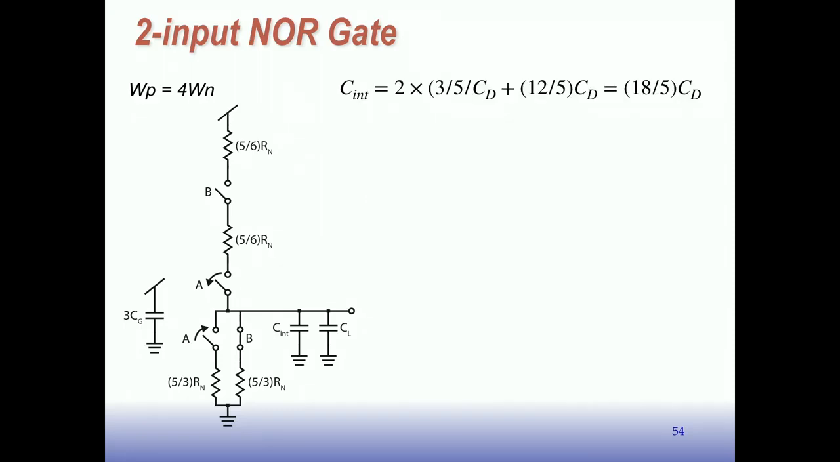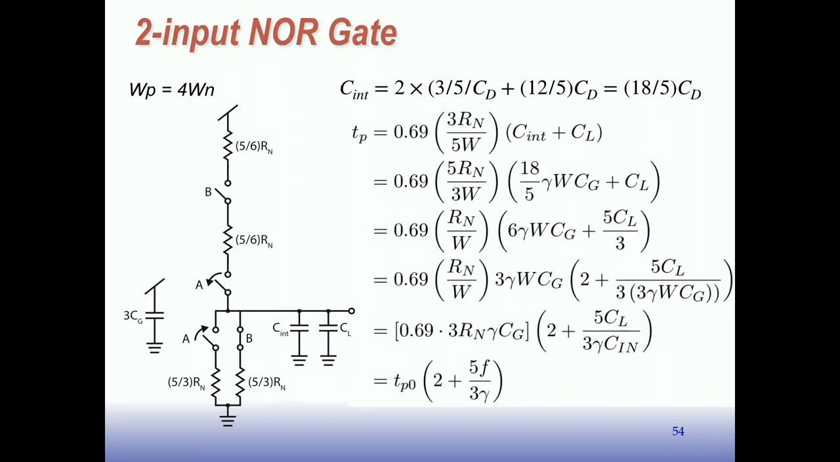If you do that, then again, figuring out what all the capacitance is at this node, the output node, due to the drains of these devices is shown here, the calculation. So it's 2 times these. These 2 are 3/5, and then the pull-up is 12/5 C sub D, and you get 18/5 C sub D.